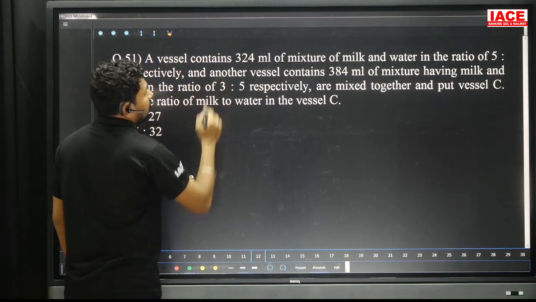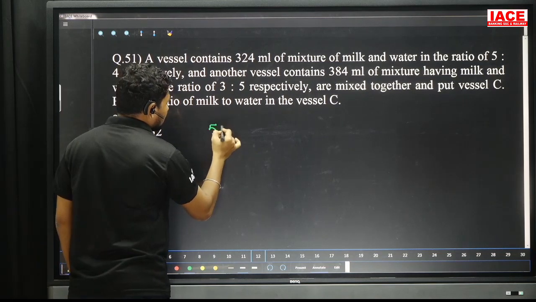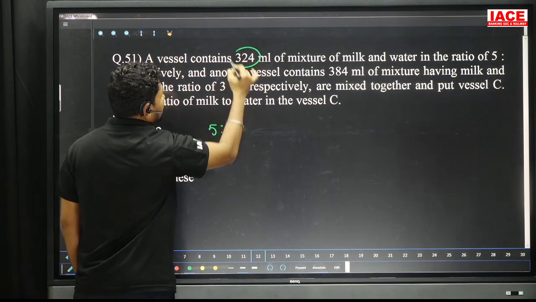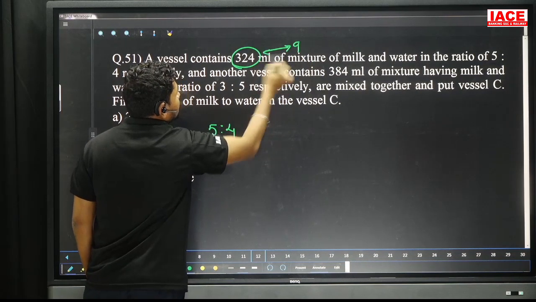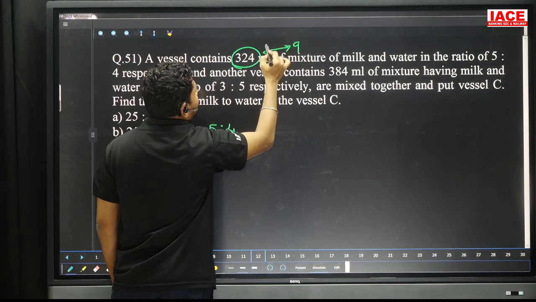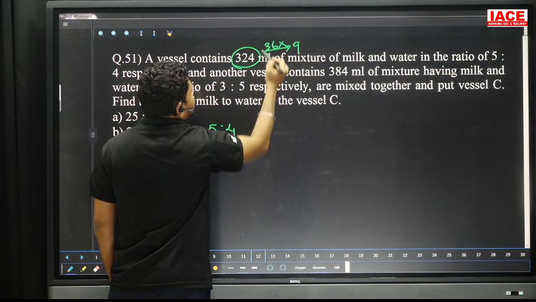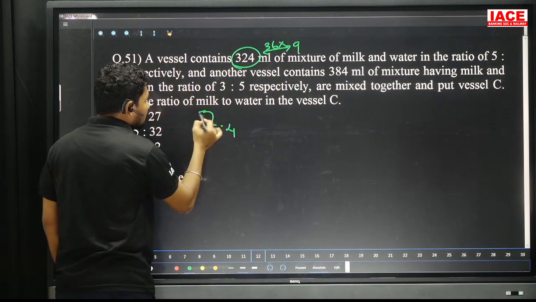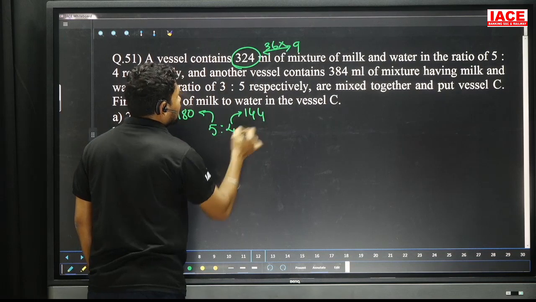A vessel contains 324 ml mixture of milk and water in the ratio of 5 is to 4, which is shared by 324. 5 plus 4 is equal to how many parts? 9 parts. 9 parts is equal to 324 liters. Then how many times should we multiply? 9 threes are 27 and 6, so 36 we should multiply. 36 fives are 180 liters. 36 fours are 144 liters for the first mixture.